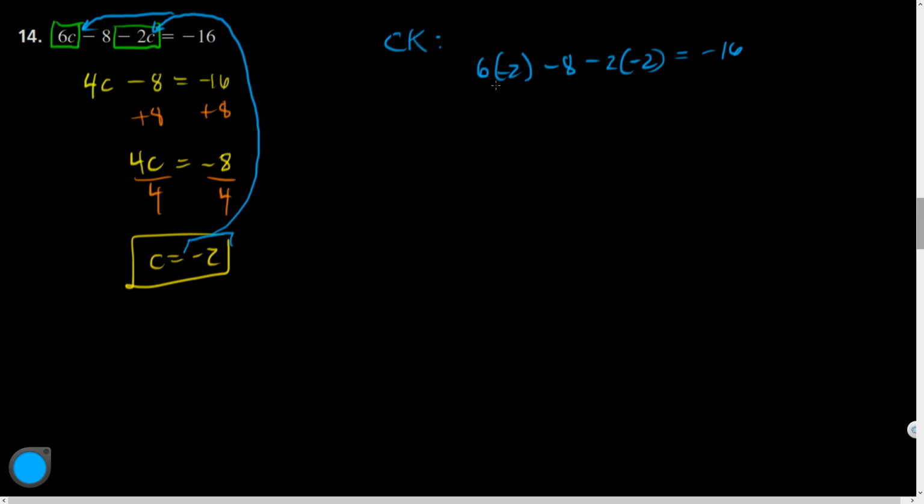I do appreciate it. 6 times -2 is -12 minus 8. -2 times -2 is positive 4. Let's see, -12 and -8 is -16. Nope. Nope. -20. And -20 plus 4 is -16. So notice, the check does work. I just wanted to point out that you would plug it into both of those locations.